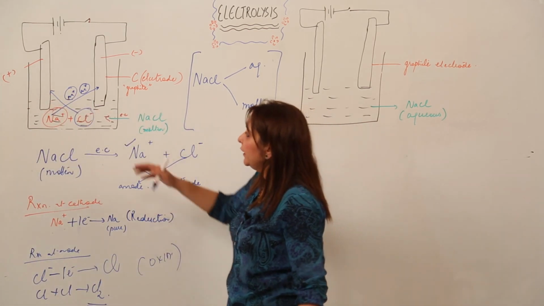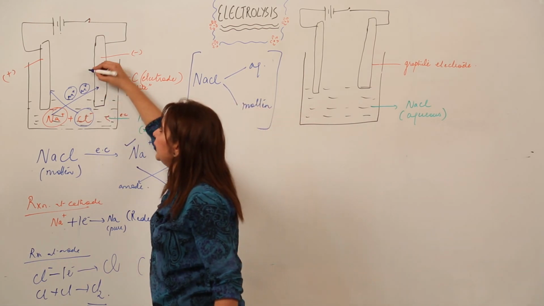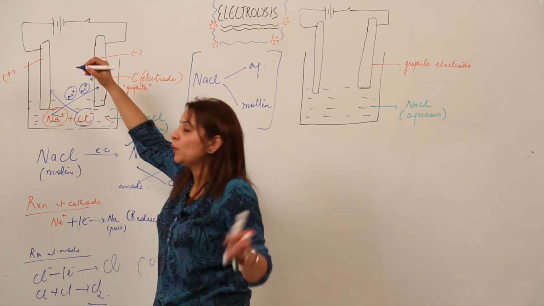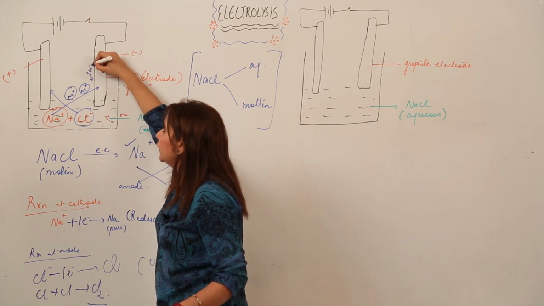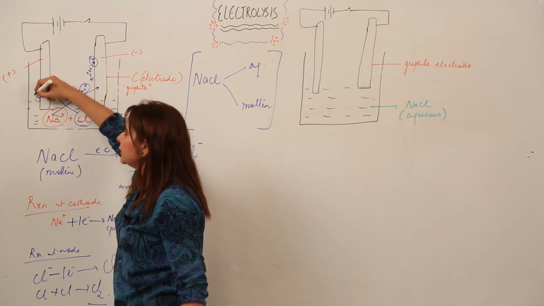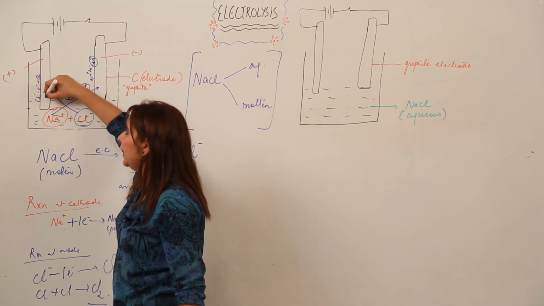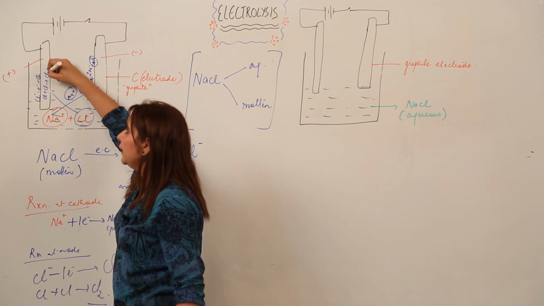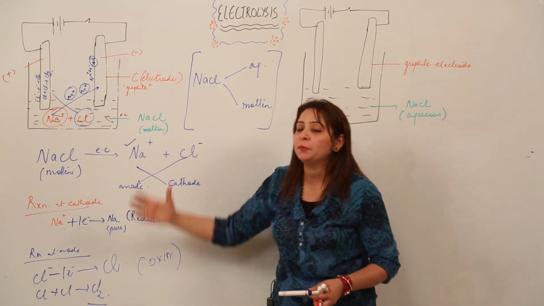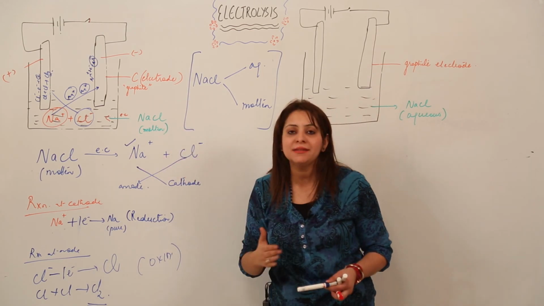Now, what happens when they reach here? When they reach here, Na positive, which means it has lost one electron, will gain one electron and form Na, right? And what will Cl do? Cl negative will lose its one electron and form Cl, and Cl will combine to form Cl2. So this is how the electrolysis will take place in the case of molten NaCl.